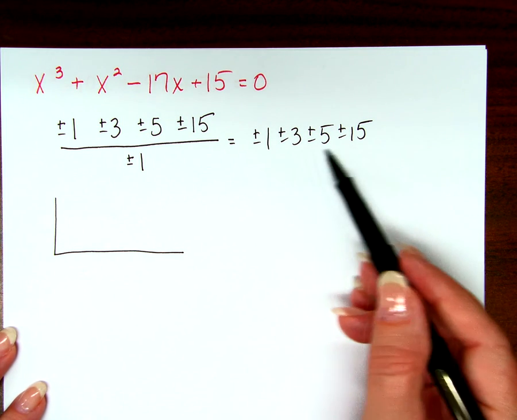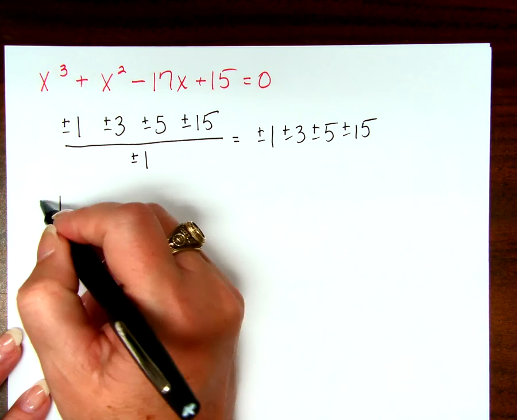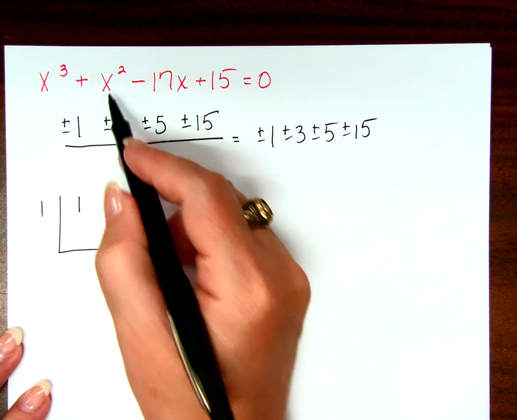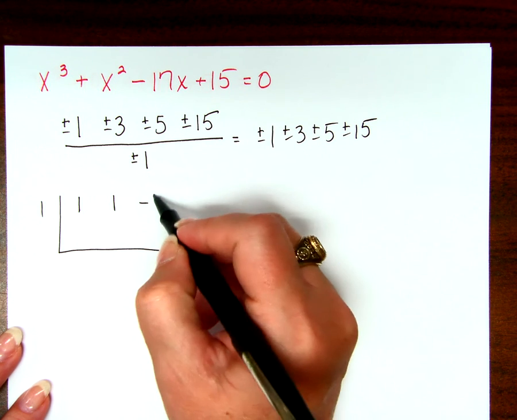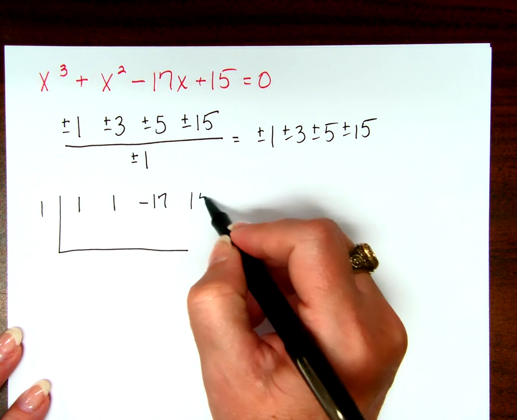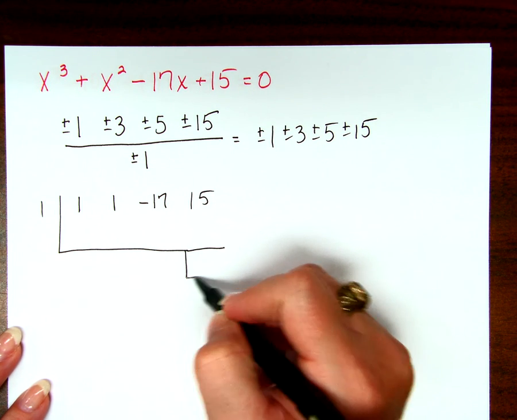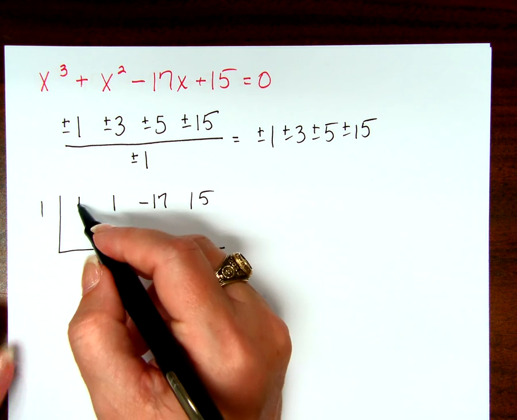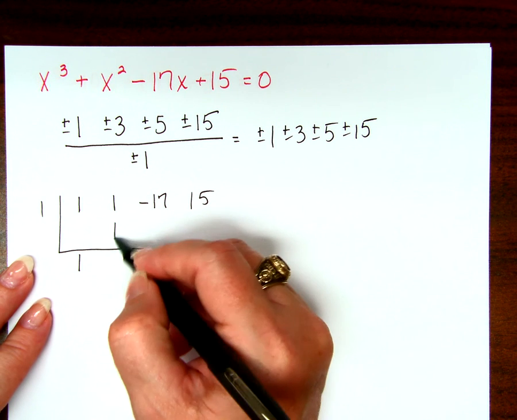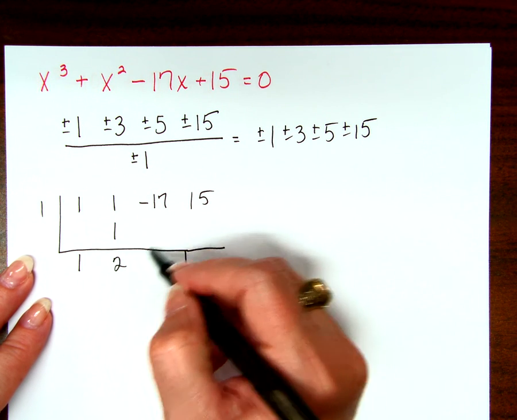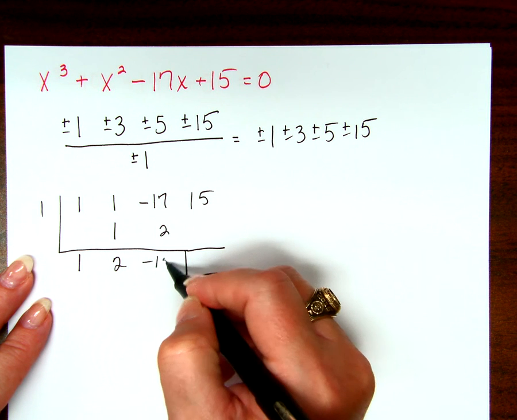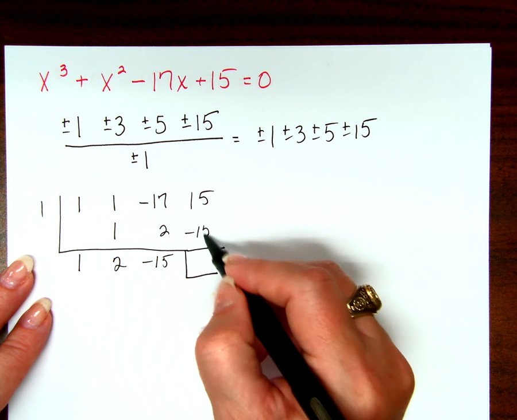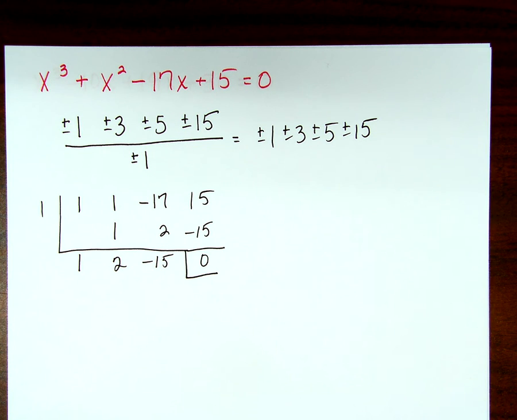So where do you want to start? 1, okay. 1, negative 17, and 15. And what should I be getting in this box right here? A 0, right? That's my remainder box. 1, 2, 2, negative 15, negative 15. Oh my gosh, we got so lucky on the first time.